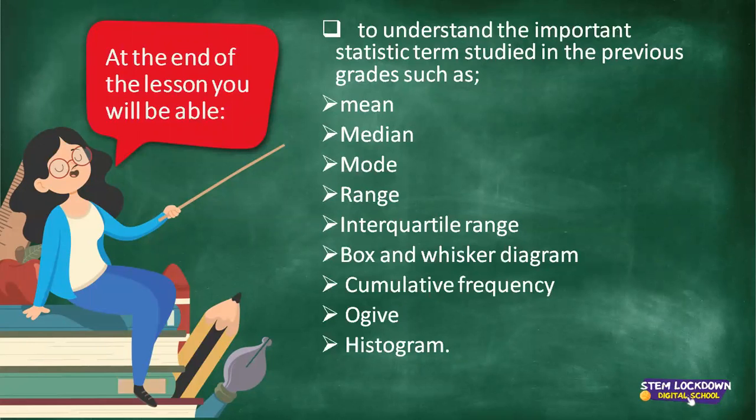And then we talk about the box and whisker diagram. At the end of this lesson, you should understand the box and whisker diagram, the cumulative frequency, the ogive graph, and then the histogram. In the box and whisker diagram, you should understand the skewness and the symmetry of the data, and how they are spread around the mean. At the end of this lesson, you should have a good grip of those.